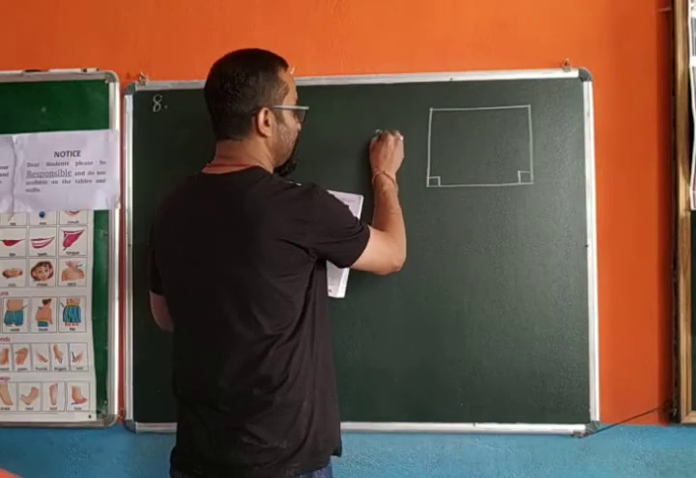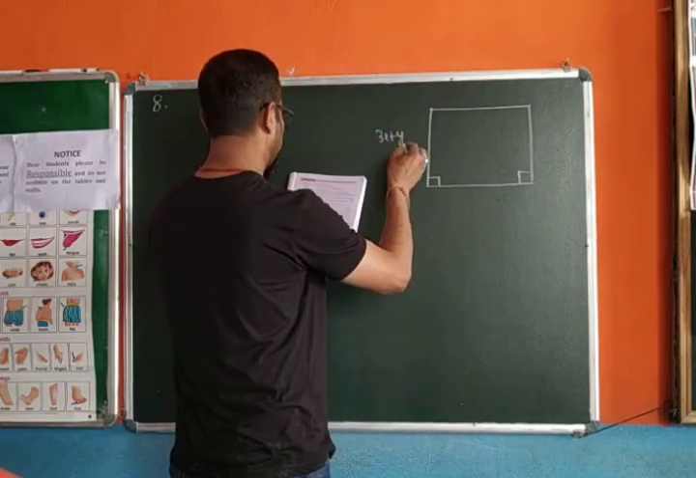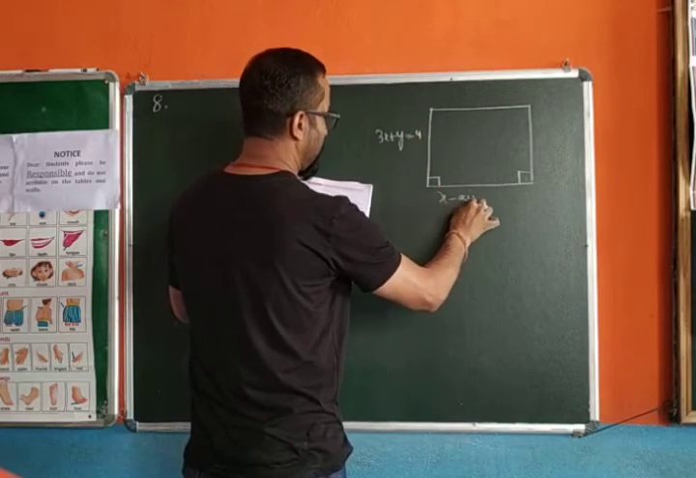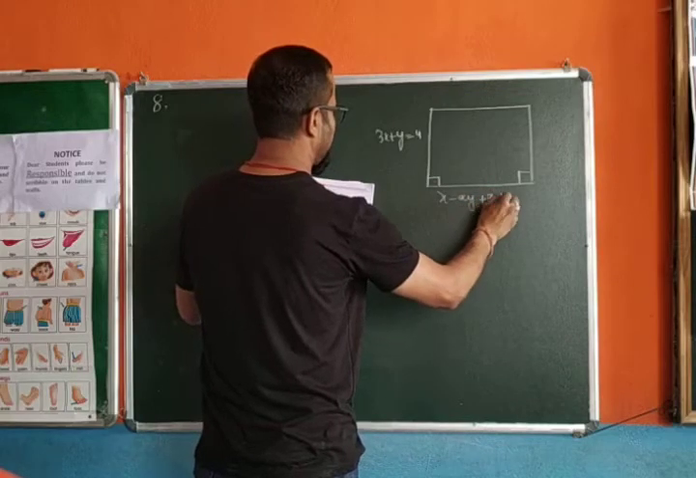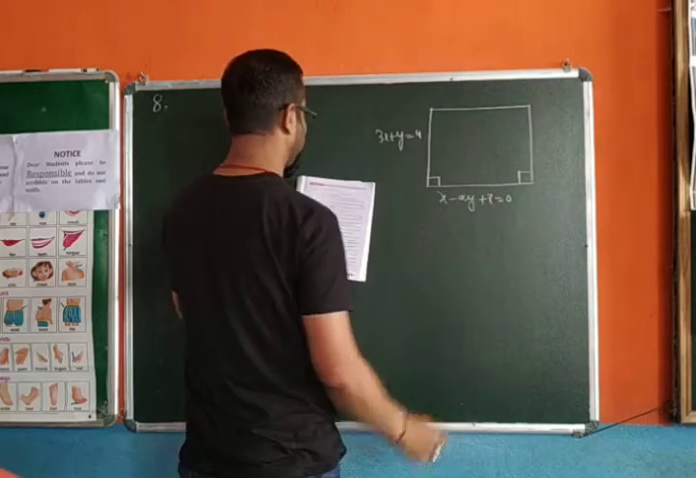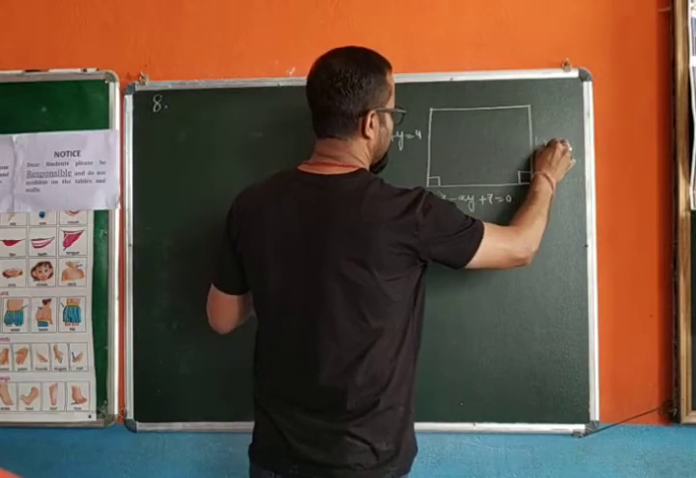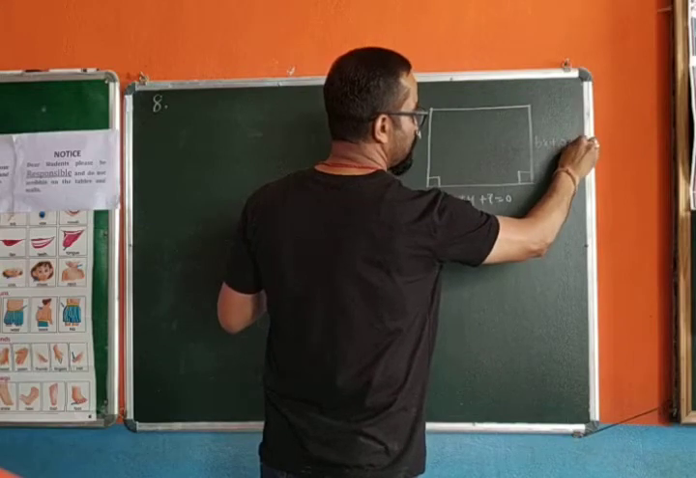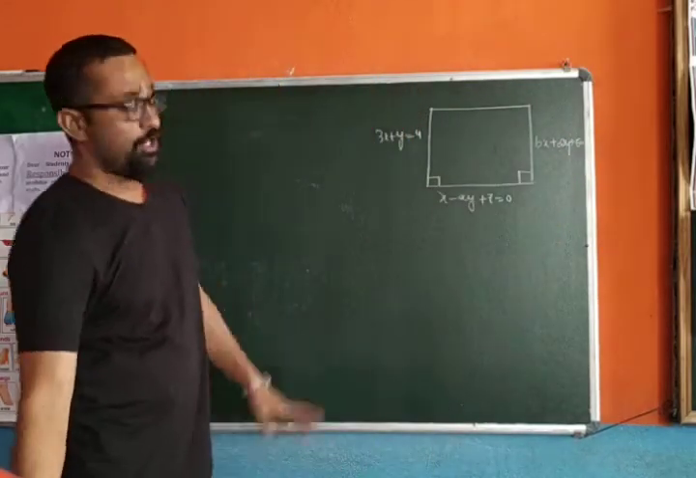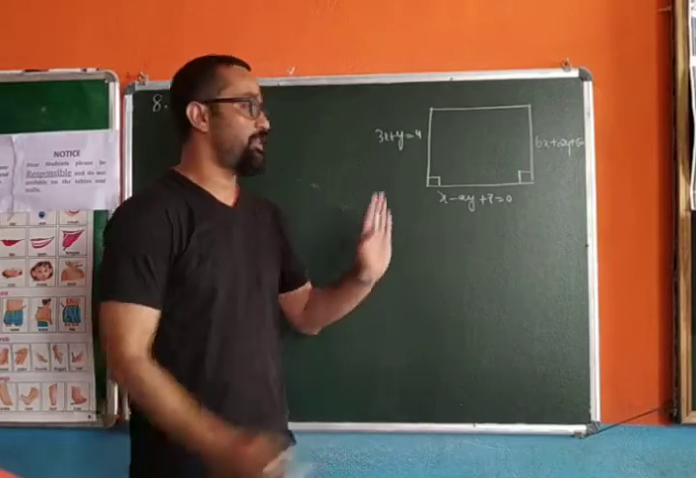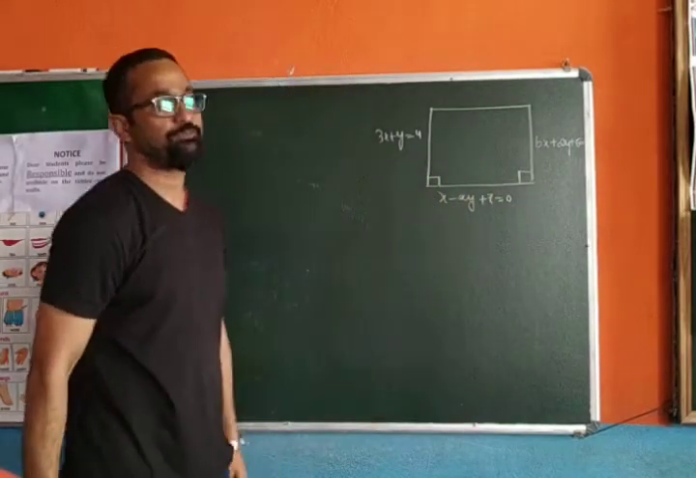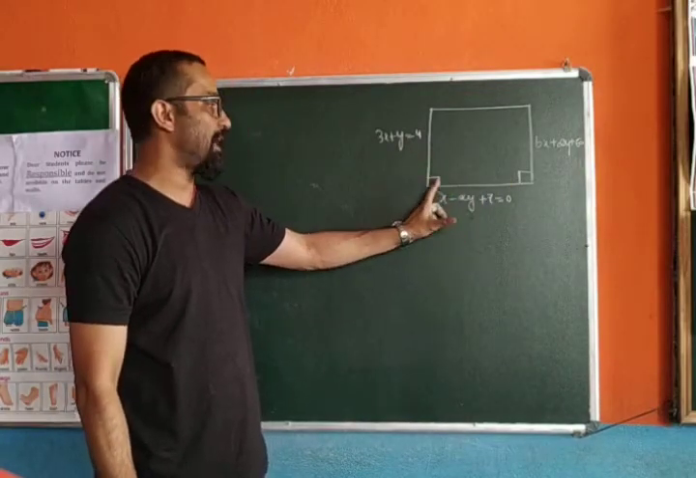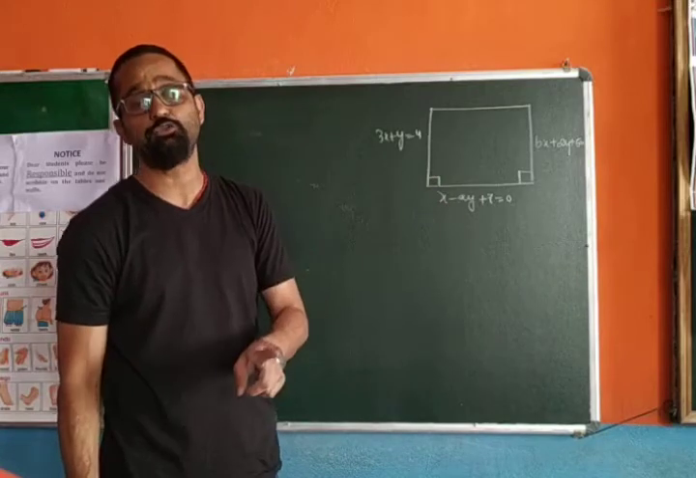So the first line is 3x plus y equal to 4, the second is x minus ay plus 7 equal to 0, and the third is bx plus 2y plus 5 equal to 0. You can use the perpendicular property, and we can use the parallel property also. So we take the first and second lines. These two lines are inclined at 90 degrees, which means they are perpendicular.